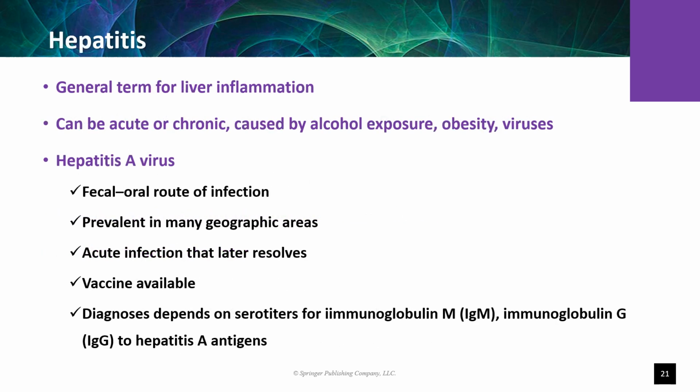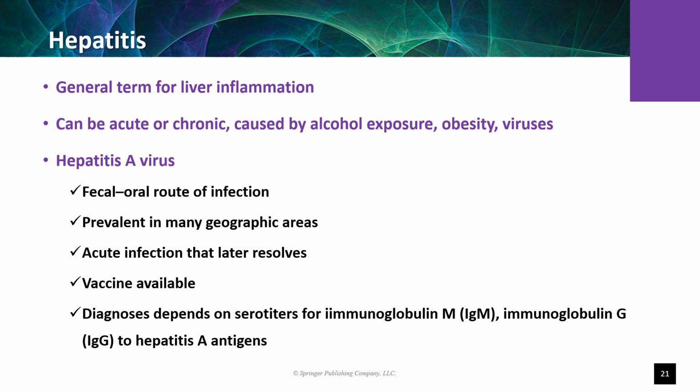Hepatitis is a general term for liver inflammation. It can be acute or chronic. Acute hepatitis is inflammation that lasts less than 6 months, and chronic is inflammation that lasts longer than 6 months. Chronic hepatitis can come from a variety of sources. It can be a viral infection, related to alcohol liver disease, or non-alcoholic liver disease. And chronic hepatitis increases the risk of hepatocellular carcinoma.